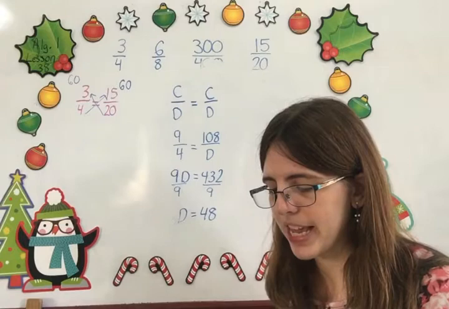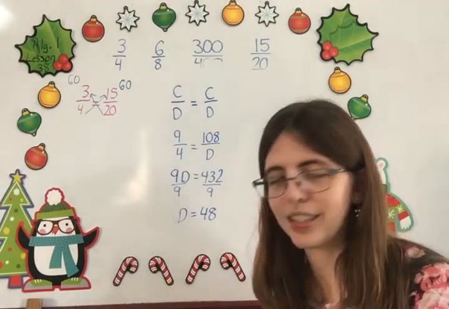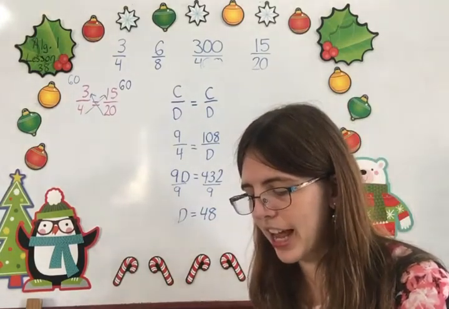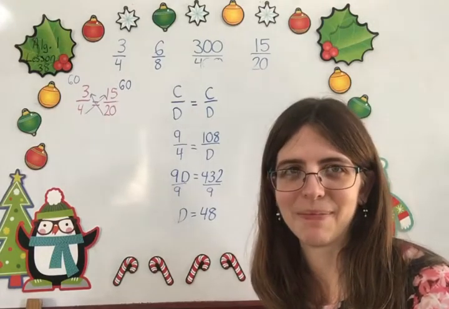And for letter B, you should have set it up that 5 over 9 equals C over 18,000. Cross multiplied and then divide, you should get 10,000 equals C.